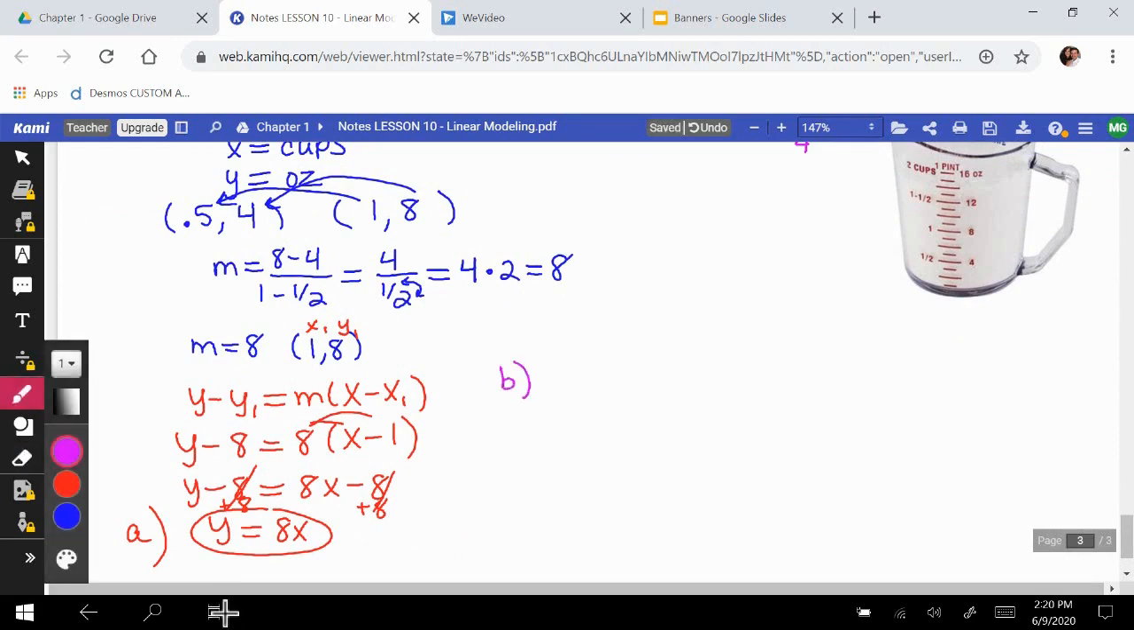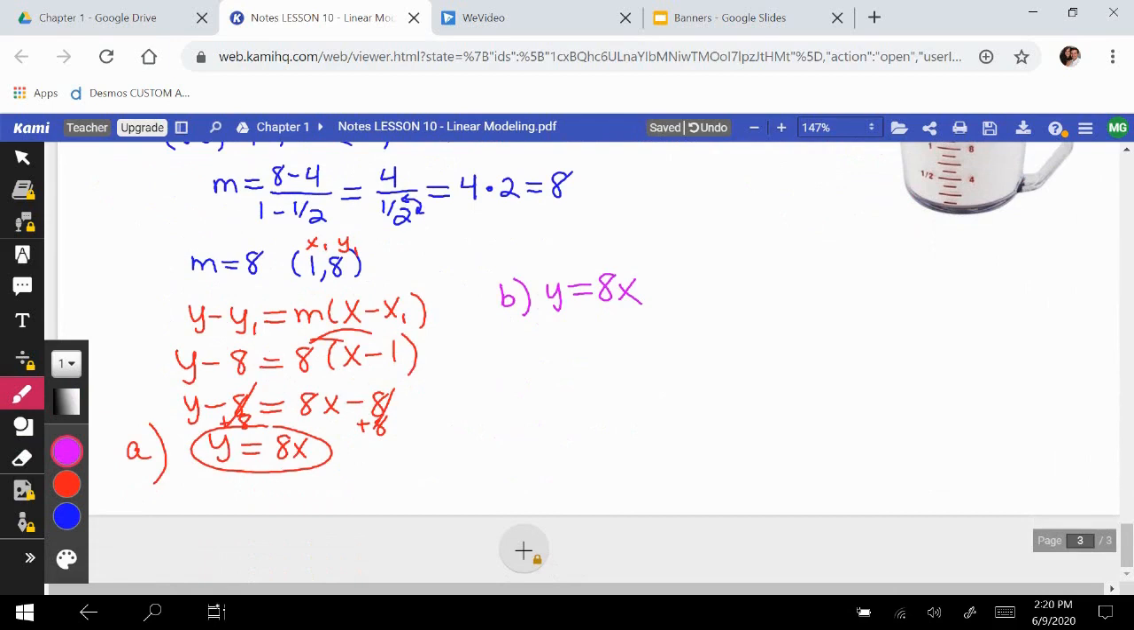So for part B, we're using our equation from part A, and I'm plugging in 7/4 for x. Okay, so I would end up getting what? That would end up being 14. So I get 14 ounces. Okay, there are 14 ounces in 7/4 cups.